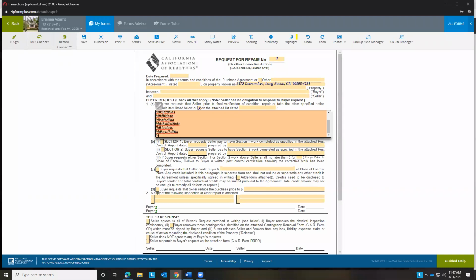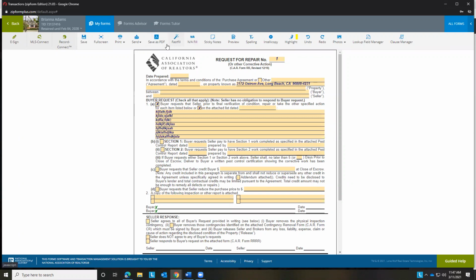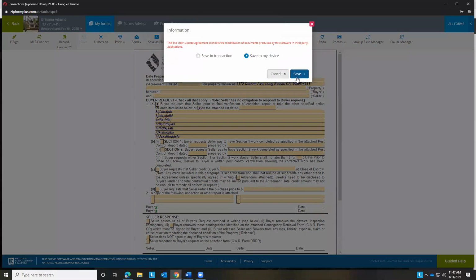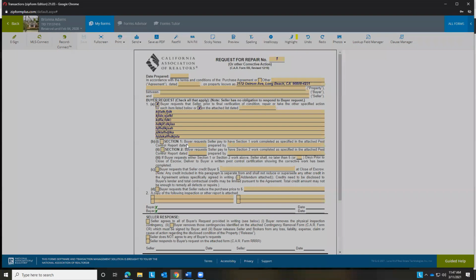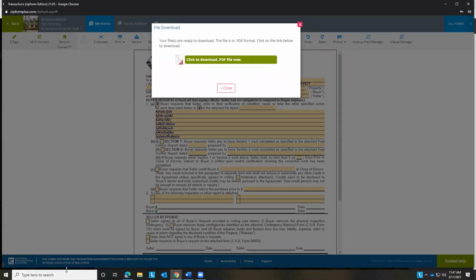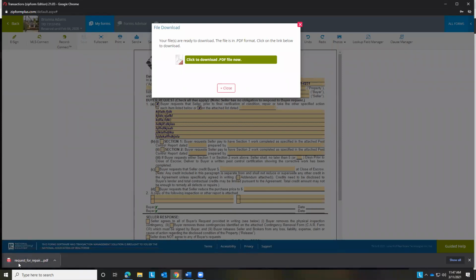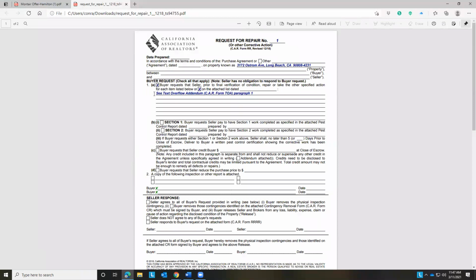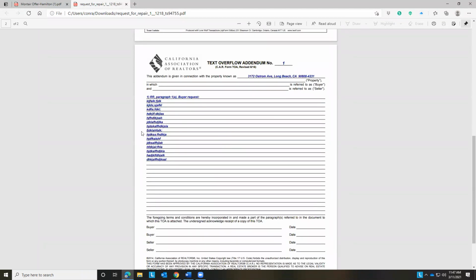Every time I hit enter, Zip Forms is just giving me more and more lines. When I send this out for signature, what Zip Forms is going to do, hold on one second. It says see text overflow addendum. And then it puts all of those repairs on the text overflow addendum.